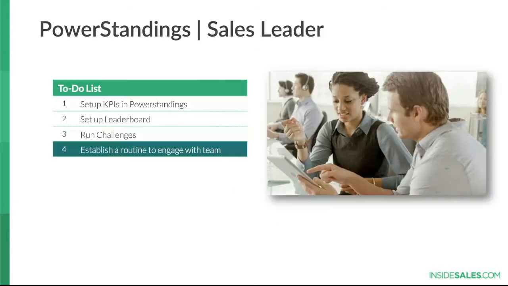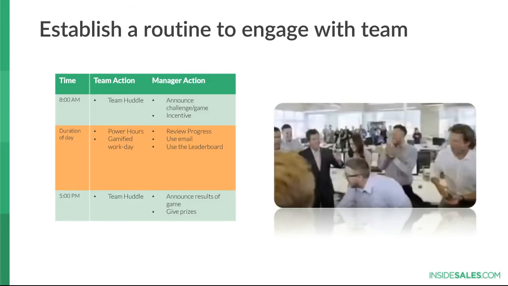All right. So number 4 here, for a sales leader, you want to establish a very clear routine to engage with your reps. You can't just let Powerstandings run on autopilot and do everything for you. You still need to be very much engaged. So here's an example of what a good manager would do. In the morning, they would meet up with their team, have a team huddle, and the manager would announce the challenge or the game for the day and make sure everybody knows about the incentive as well, if there's a reward they're going to get if they win, or as a team if they achieve the goal.